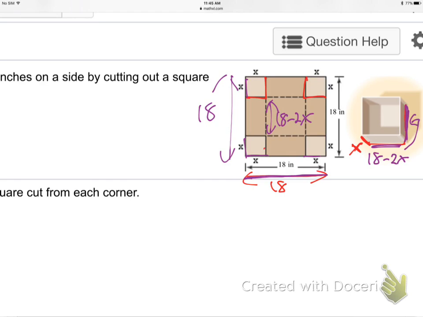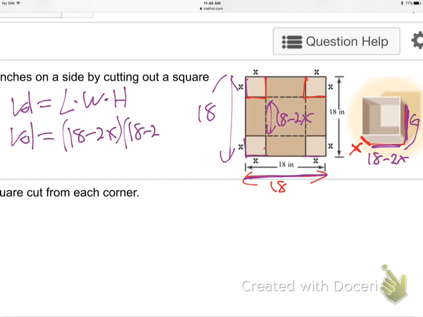So in the end then, the volume of a box is length times width times height. Just multiply the three dimensions. So the volume of the box will be 18 minus 2x, 18 minus 2x, and x. So the height is x. Everybody good with that? So there's the volume statement. That's how much volume would be in that box: 18 minus 2x times 18 minus 2x times x.